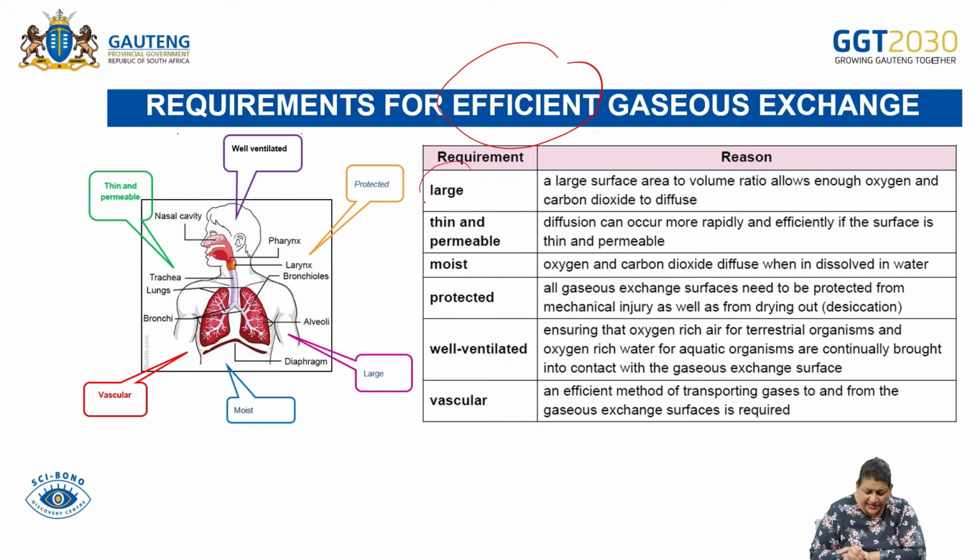So the first requirement is that it must have a large surface area. A large surface area to volume ratio allows enough oxygen and carbon dioxide to diffuse. So there must be a large surface area, which means from all sides, oxygen must enter, and from all sides, CO2 must leave. So large surface area compared to the size, which means the volume.